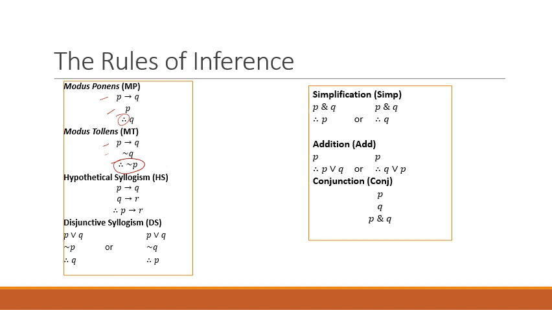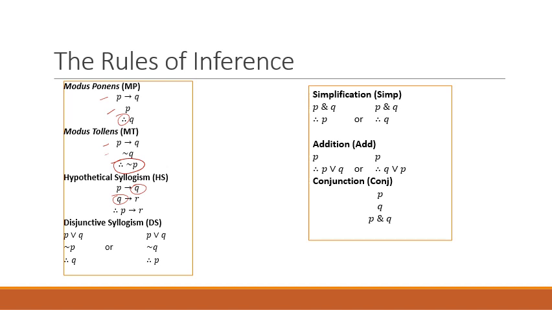Hypothetical syllogism says that if you have a conditional and you have another conditional which has as its antecedent the consequent of the other, then you can derive a conditional with the antecedent of one and the consequent of the other, right?